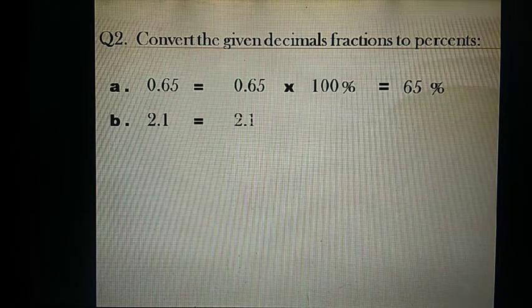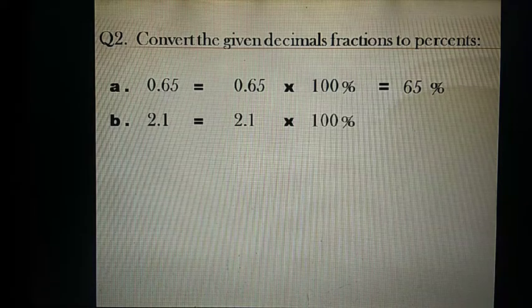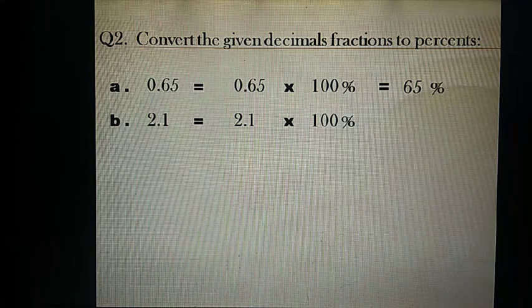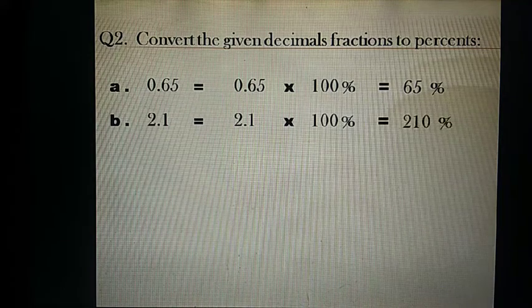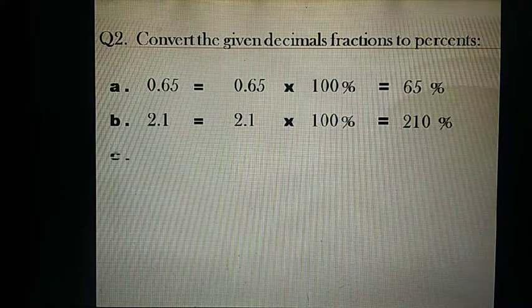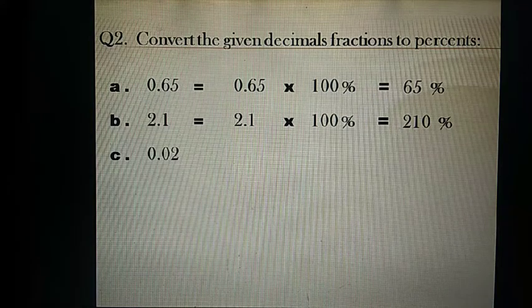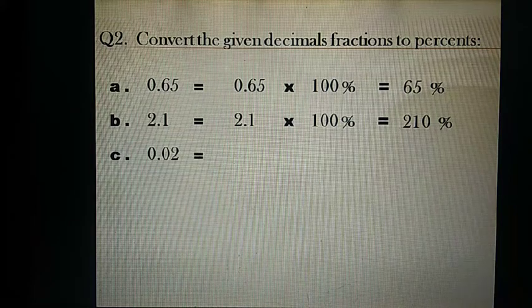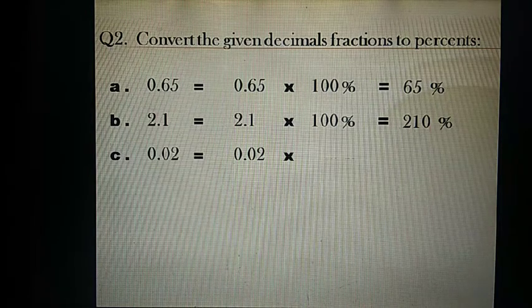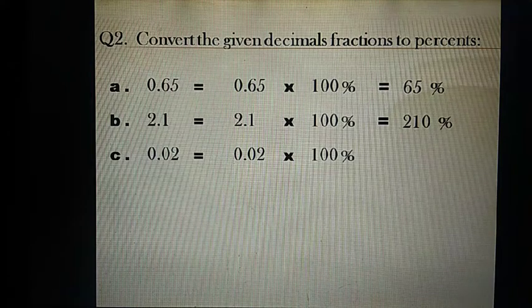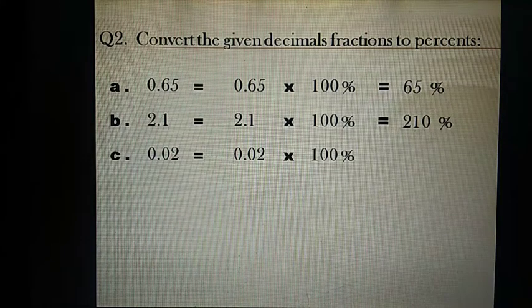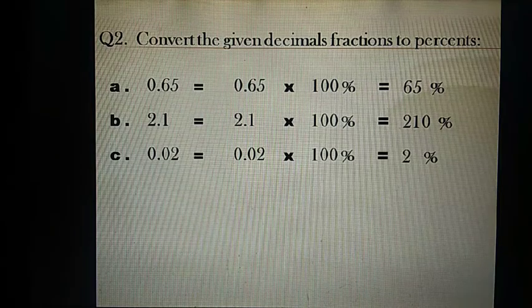Again, multiplying the next number by 100%, we are supposed to shift the point 2 places right. But on the right of the point, there is only one digit. To make it 2, you will add one more zero to it. And finally, we'll get the answer as 210%. Again, multiply the given value by 100% to get the answer in percent. Shift the point 2 places right as there are 2 zeros. Answer will be 2%.